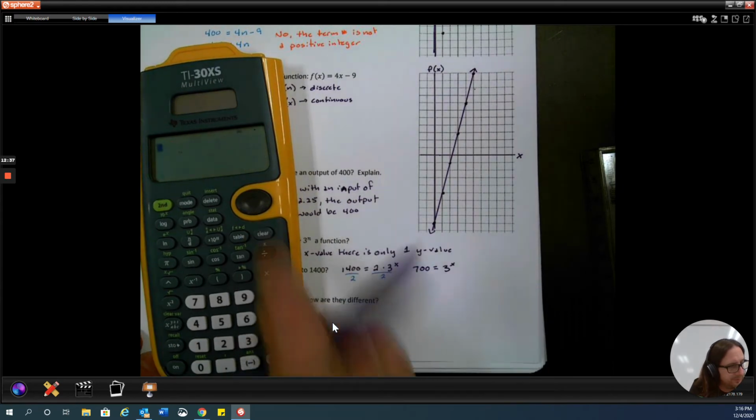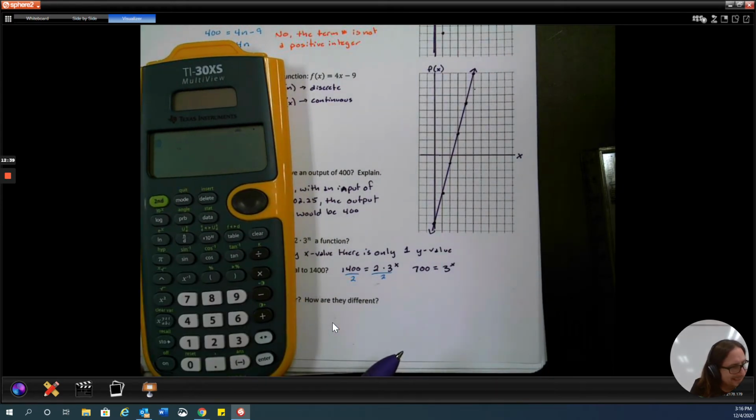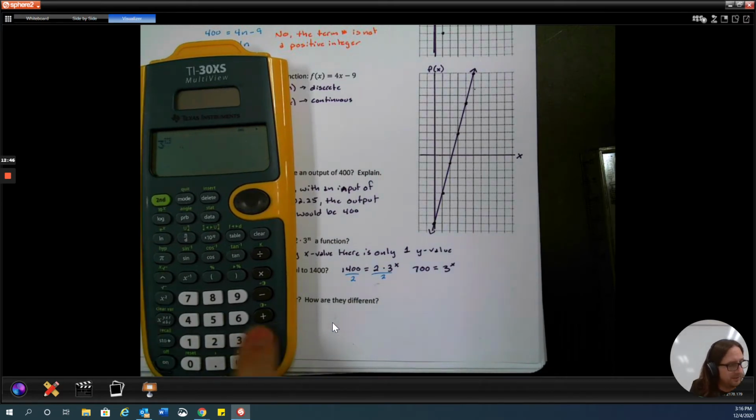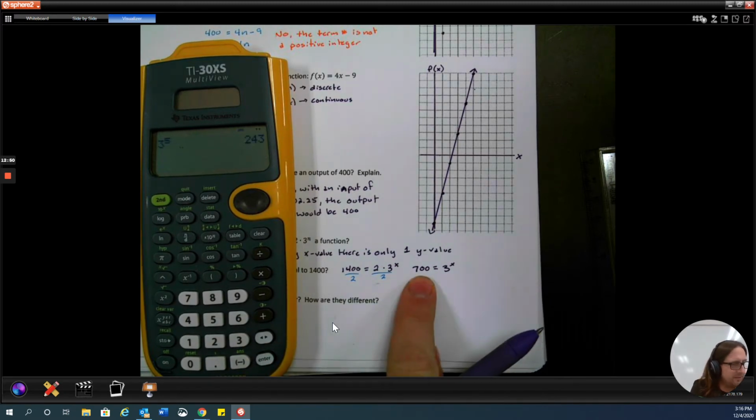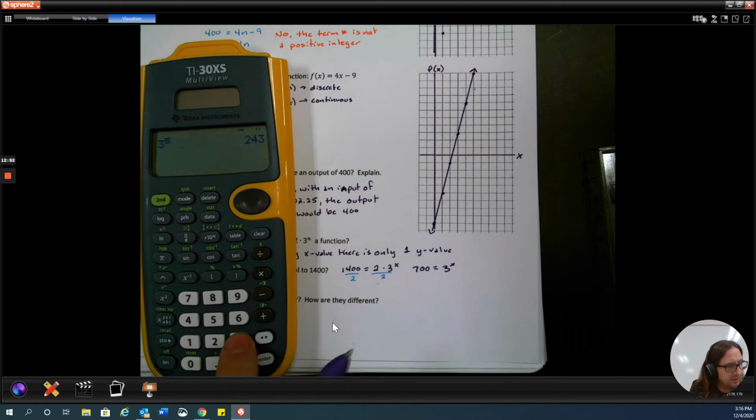So, clear. So let's say that I did, let's see, 3 to the 5th power. So 3, and then this little caret button does to the 5th. 3 to the 5th power ends up being 243. So that's not 700. Let's try 3 to the 6th. 3 to the 6th power ends up being 729.